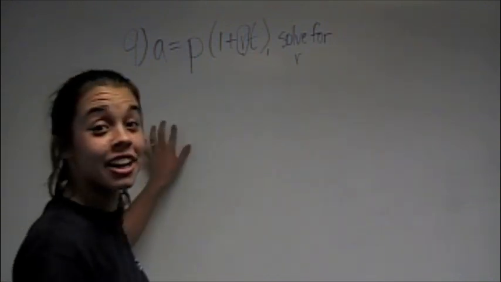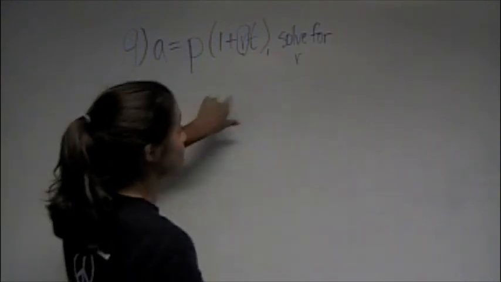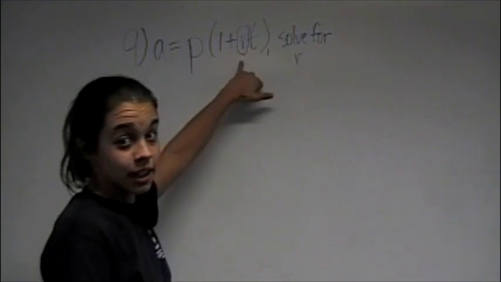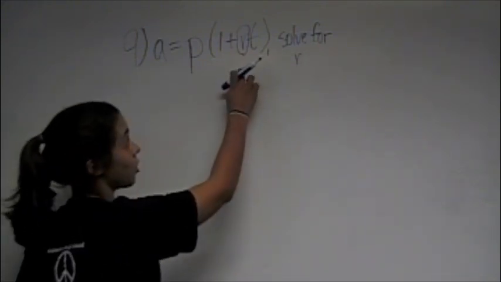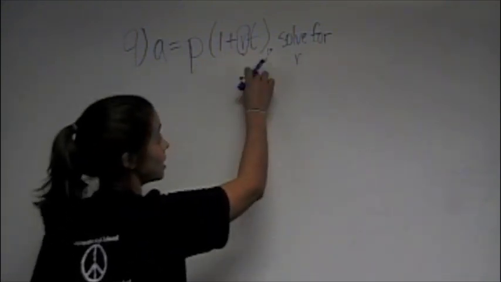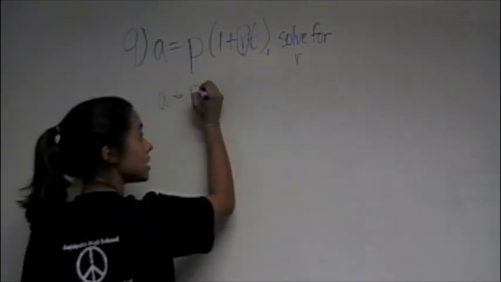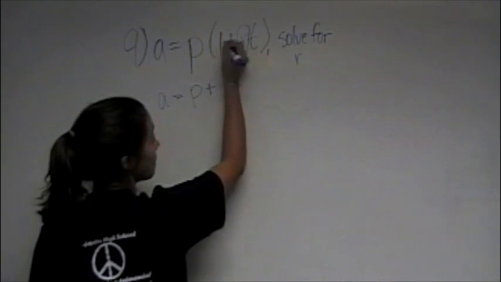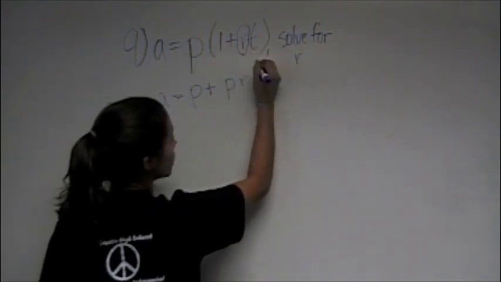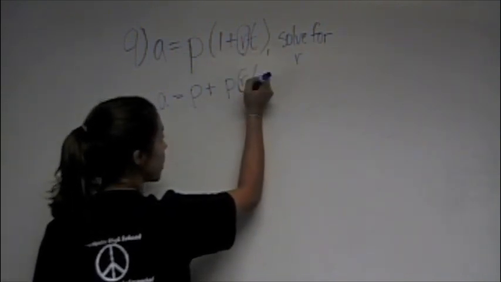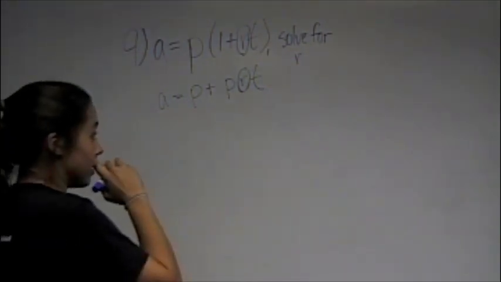Alright, let's take a look at our last problem. Now we're solving for R, so we circle it. But we can't get to this R until we distribute our P into parentheses. So if A equals P times 1 is P plus P R T. Now circle your R, because we're solving for R.